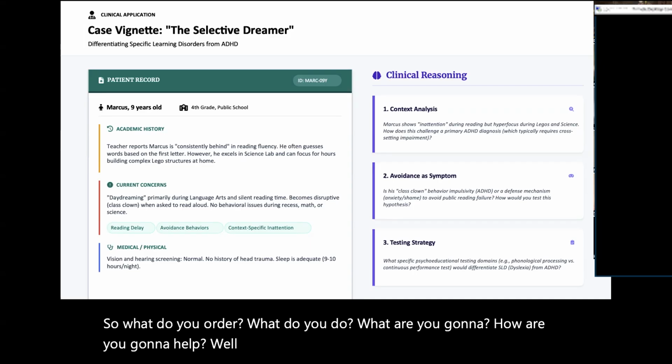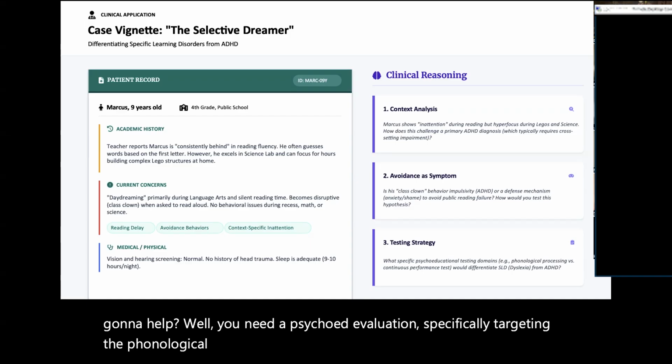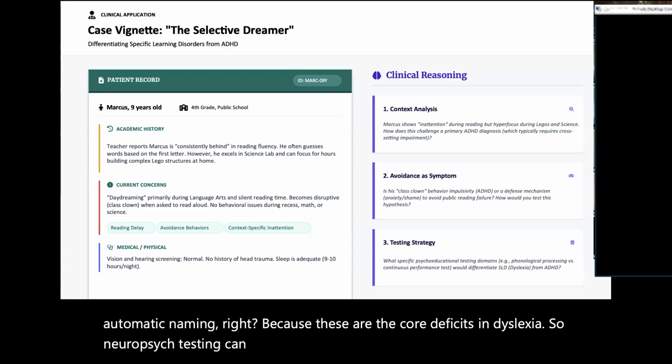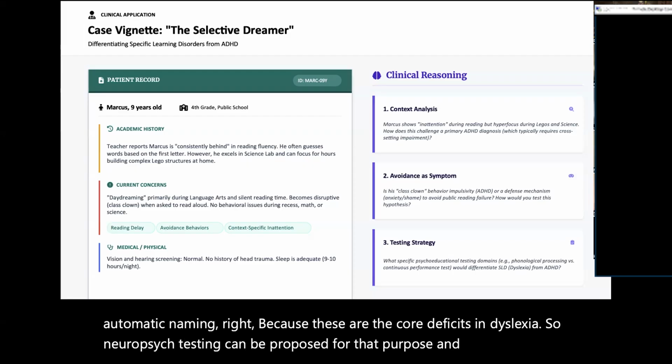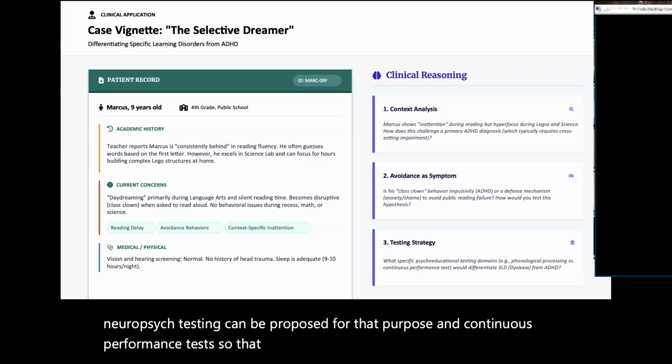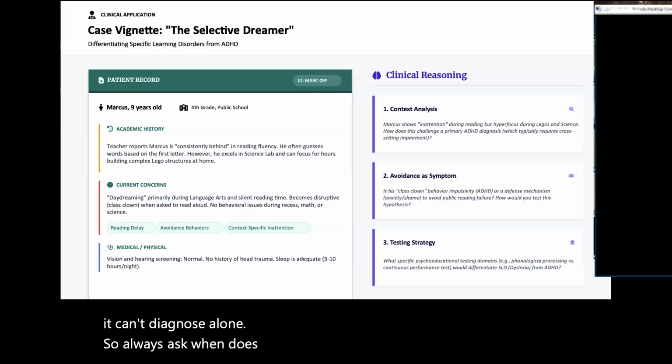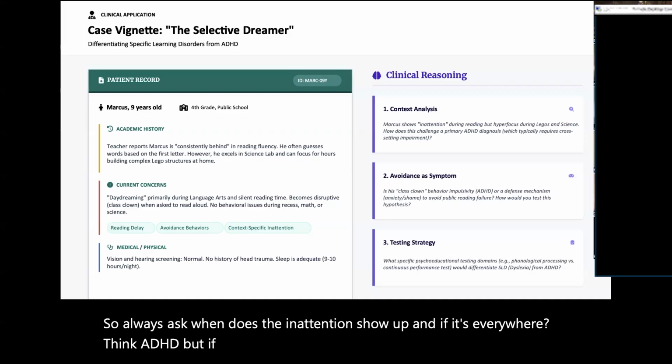Well, you need a psychoeducational evaluation, specifically targeting the phonological processing and decoding efficiency and rapid automatic naming, right? Because these are the core deficits in dyslexia. So neuropsych testing can be proposed for that purpose. And continuous performance tests can also be helpful for attention questions, but they can't diagnose alone. So always ask, when does the inattention show up? And if it's everywhere, think ADHD. But if it's task specific, then that should lead you towards a specific learning disorder.